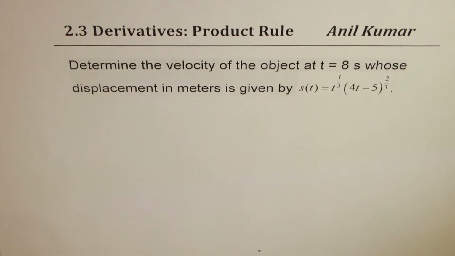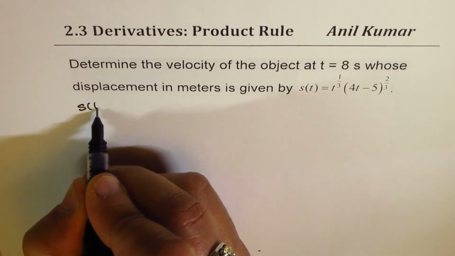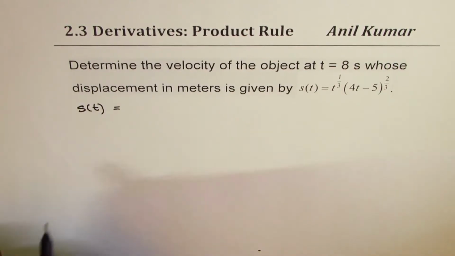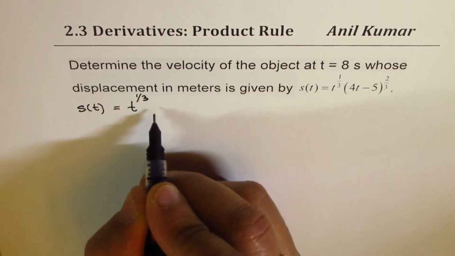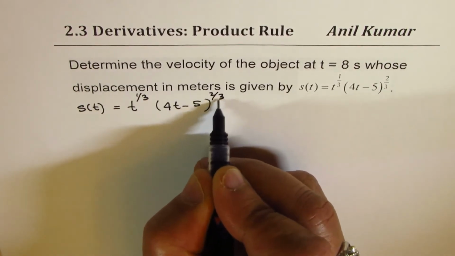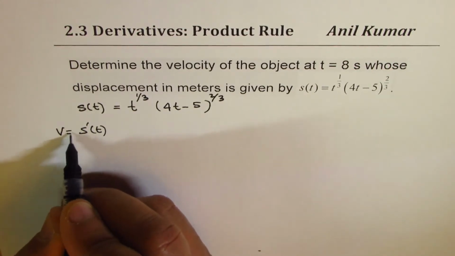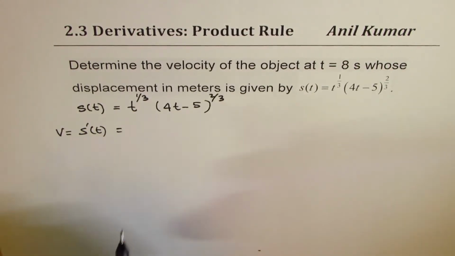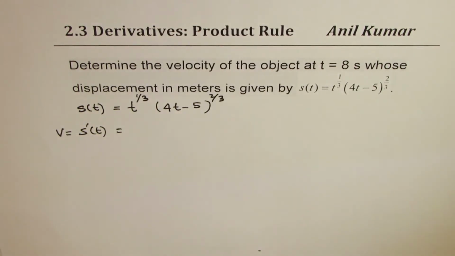Now many students find it difficult to work with radicals, and that's the reason why I have taken this example. So what we understand here is that we are given the displacement equation, which is s of t is t to the power of 1/3 times (4t minus 5) to the power of 2/3, right? And the derivative of this function is actually velocity, right? So I should have written v of t, it's okay. And then we'll apply the rule, which is the product rule.